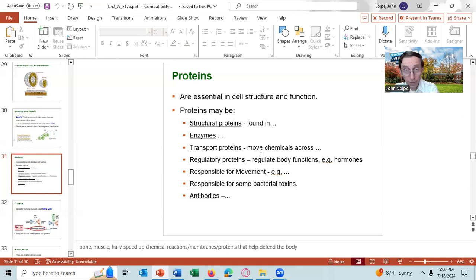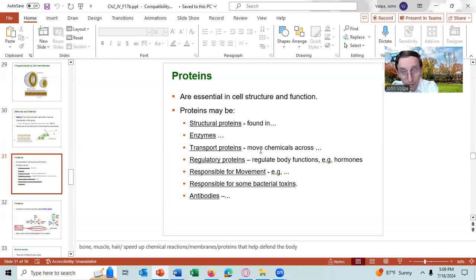And obviously they're very important for an organism or for a cell to function. And then there are regulatory proteins. These regulate body functions, such as hormones. In children, they produce growth hormones, and these growth hormones help the child grow.